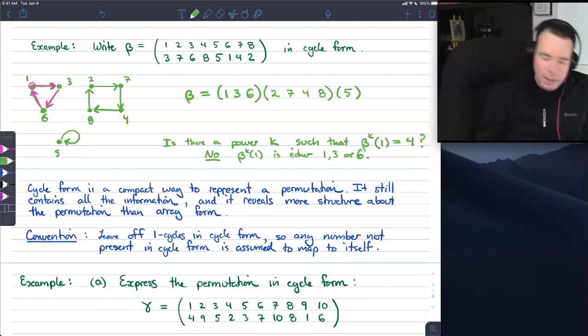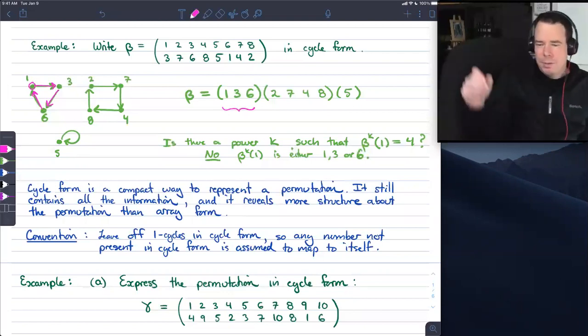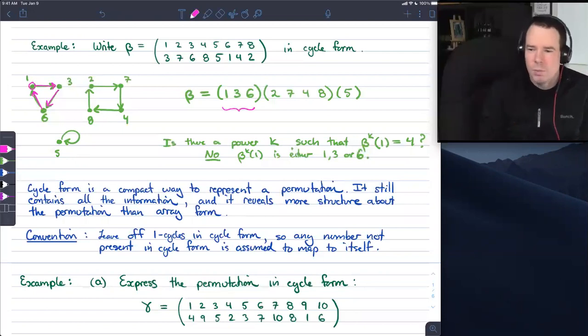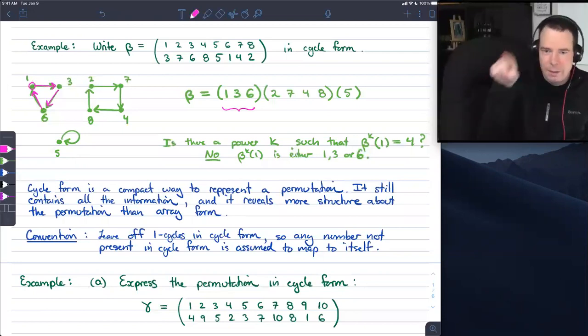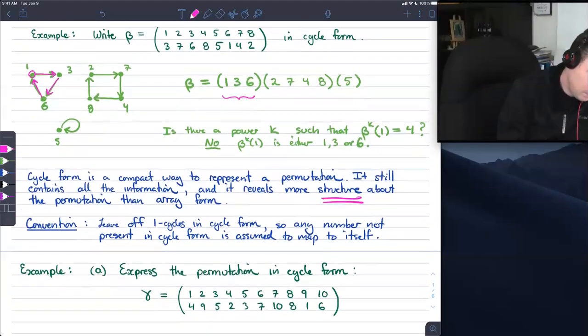And that's it. And we see that from our cycle form here, is that 1's only allowed to be sent to 3 or 6 or back to itself, 1 again. It's trapped in that cycle. Same with 2, 7, 4, and 8. They're cycling around each other. So 2 can go to 7, to 4, to 8, back to itself, but it can't go to any other numbers. So that's additional structure. That's what I meant about more structure we can see in this.